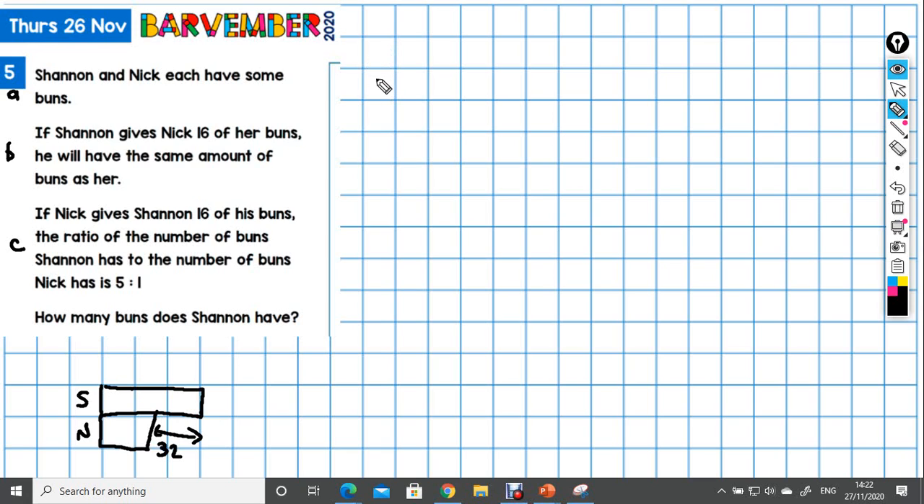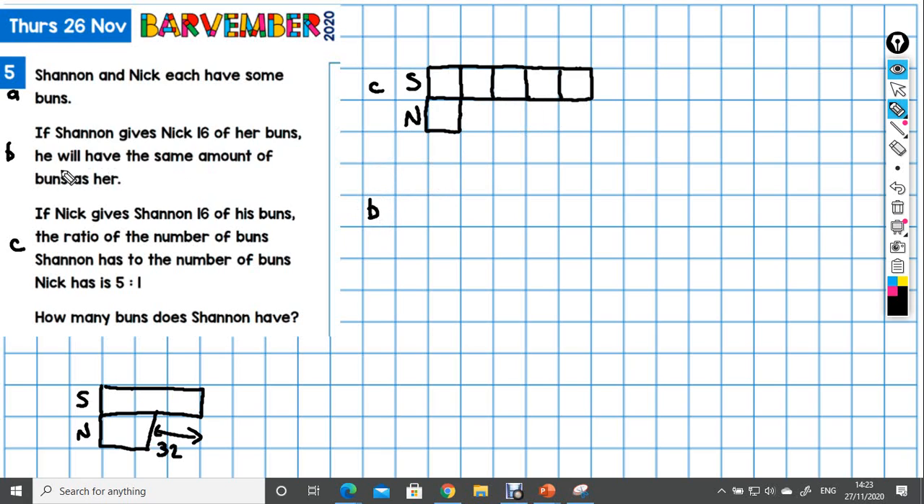So let's draw scenario C first. We've got Shannon and we've got Nick. And Shannon has 5 parts. So 1, 2, 3, 4, 5, to Nick's 1. Okay, so that's scenario C. That's if Nick gives Shannon 16 of his buns. So he had this part here, and he gave that part to Shannon, and that was 16. So let's see how it works out for B.